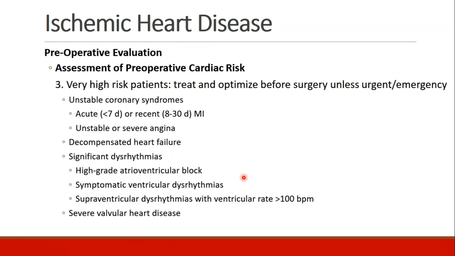Now, on the other end of the spectrum, we have patients who we call very high risk. These are patients who should be treated and optimized for their cardiac problem before they have surgery, unless it's an absolute emergency. These are patients who are having an unstable coronary syndrome, either an acute or a recent myocardial infarction, unstable or severe angina, decompensated heart failure, very significant dysrhythmias like high-grade AV block, symptomatic ventricular dysrhythmias, or supraventricular dysrhythmias with a ventricular rate greater than 100.